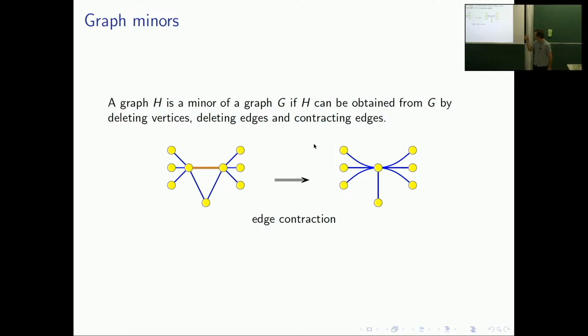So what's a graph minor? I'm sure you've all seen before, but a graph H is a minor of a graph G if we can obtain H from G by deleting vertices, deleting edges, and then this operation of an edge contraction. Right, so here we contract these two adjacent vertices into a single vertex, which is then adjacent to all of the neighbors of the two contracted vertices. So this is the operation of contracting an edge.